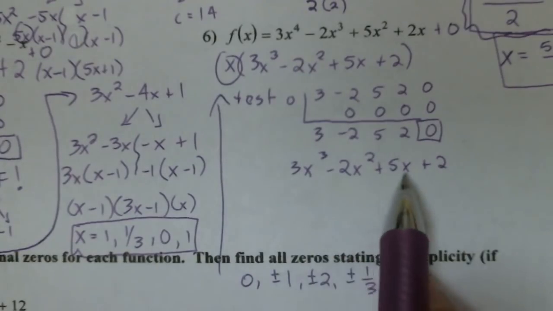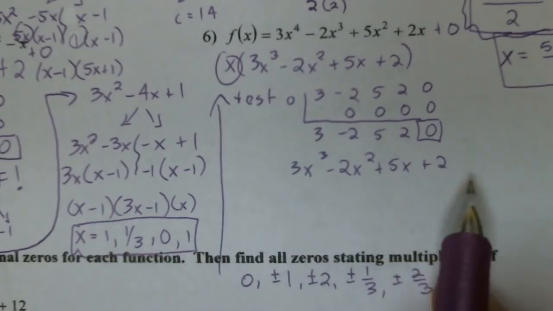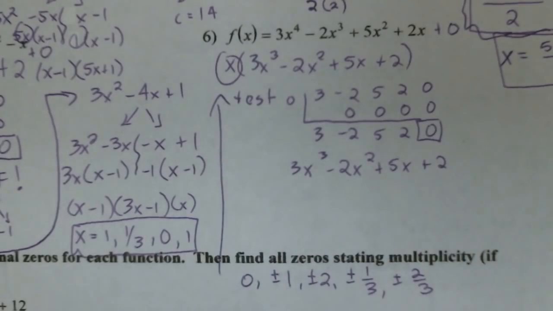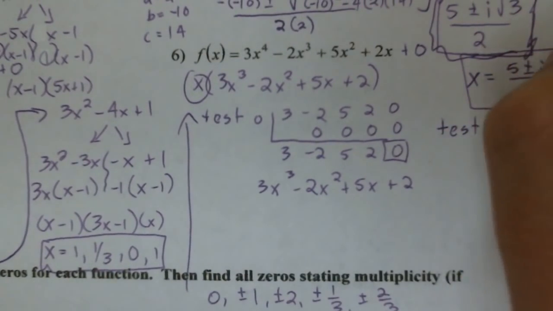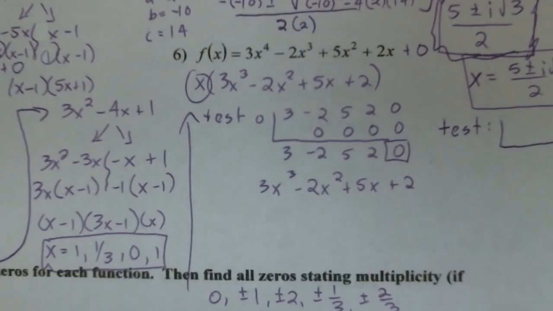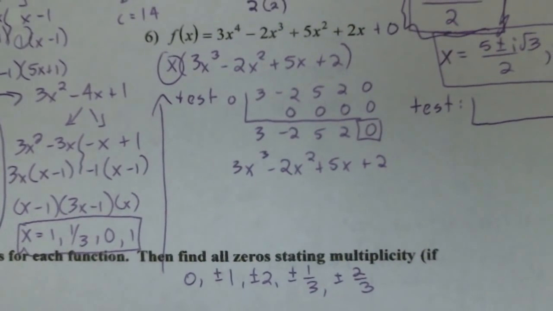So now, can I factor that? It's the same thing. If I draw my curtain here, I'm not going to be able to factor that. I've got 3's and 2's over here and 5's and 2's over here. So I've got to figure out another factor that I need to test. Well, let's look at our possible rational roots here.